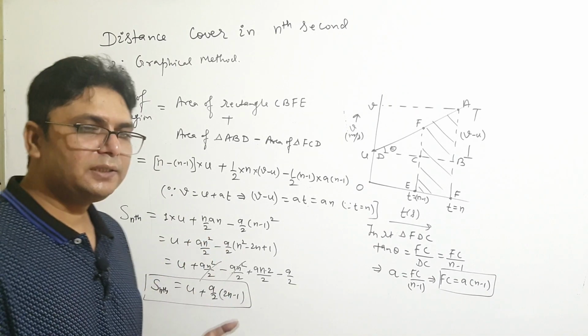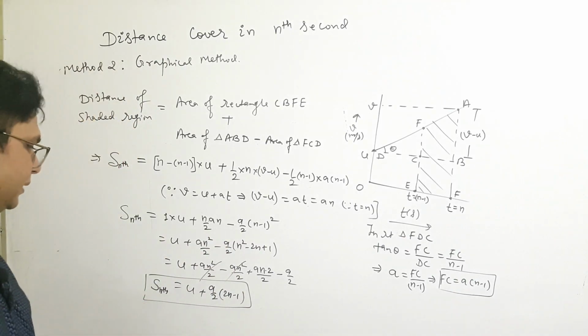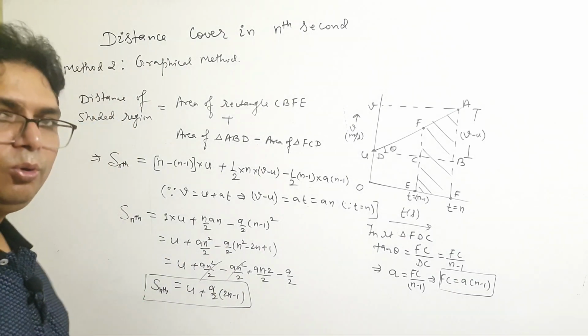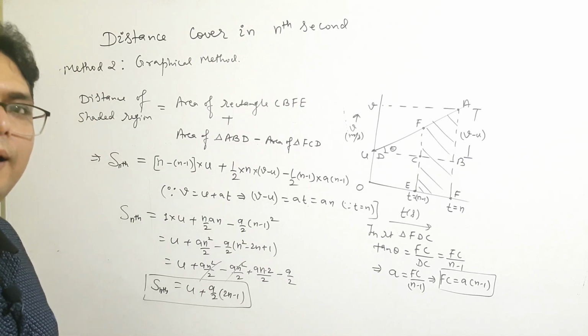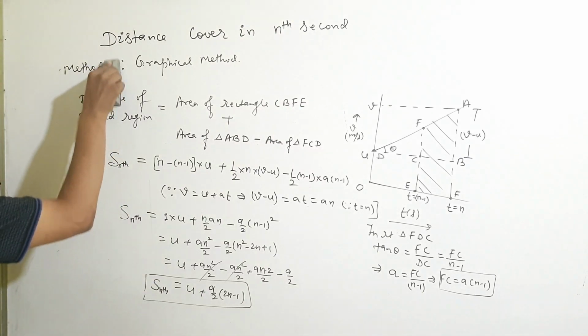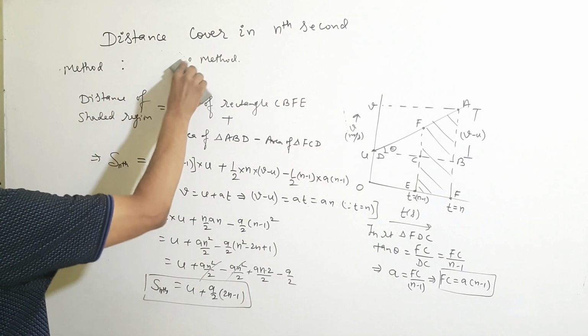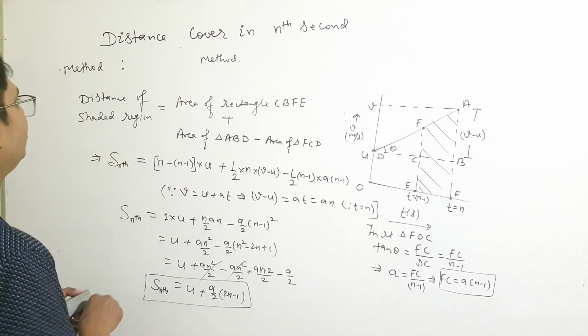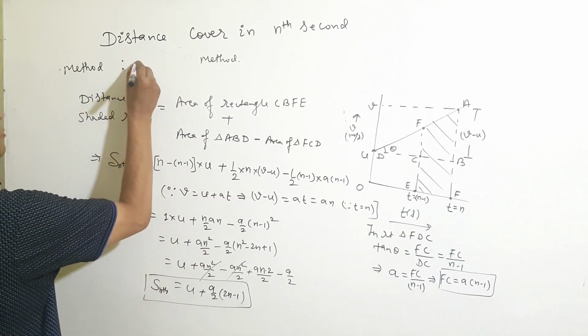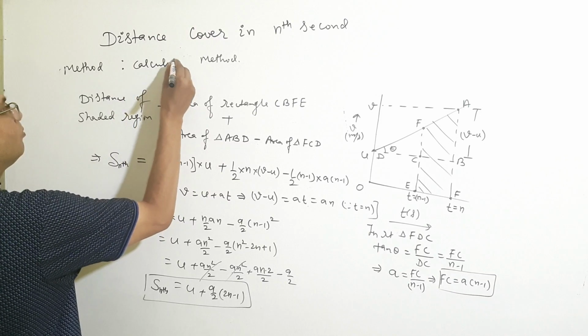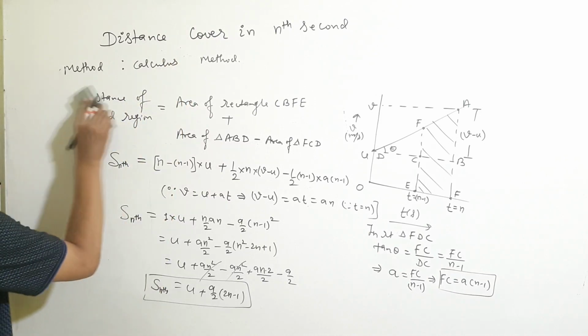Now understand the same formula, S nth equals U plus A by 2 into 2n minus 1, by the calculus method. So your third method is said to be calculus. Let us see it using the calculus method.